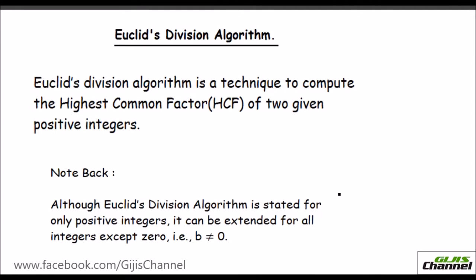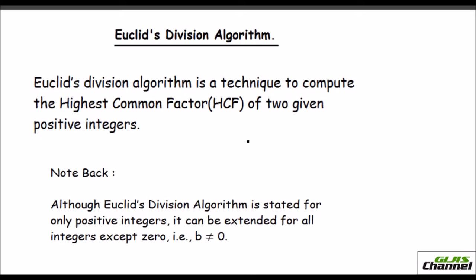In this video we are going to learn how to find the highest common factors using Euclid's division theorem. In Euclid's division algorithm, it's a technique we use to find the HCF or GCF, whatever you call it, of two numbers. If it is a smaller number, we normally know how to do it in the easiest way. When the number becomes too big, then this Euclid's division algorithm proves to be very easy for us.